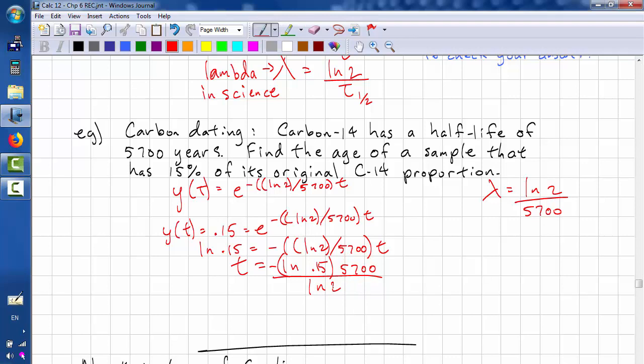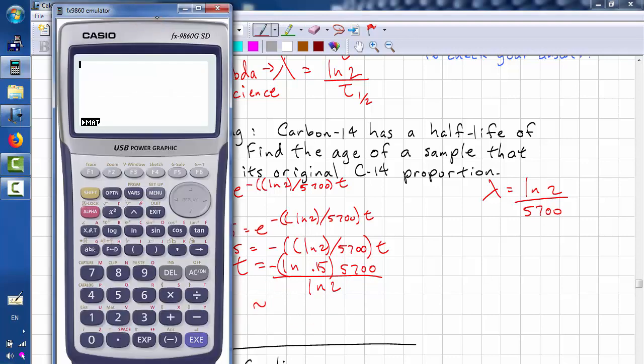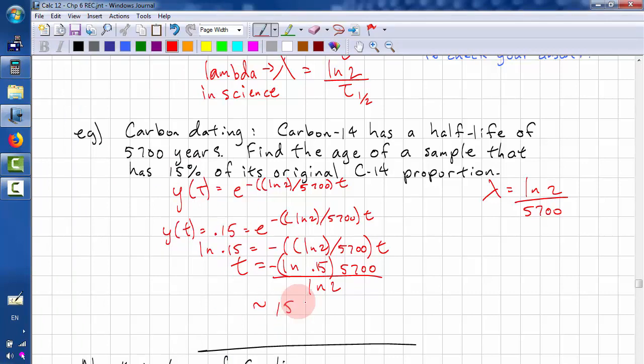Now it's okay to plug it into our calculator. Okay, if you forget the minus sign, it's not going to look right. So minus ln 0.15 times 5700 divided by ln 2. And we want to round it off to the nearest year. 15601 years. Please don't forget your units. This is years. Some half-life problems are quick, so they'll be in seconds or minutes, but for carbon dating, it's in years.